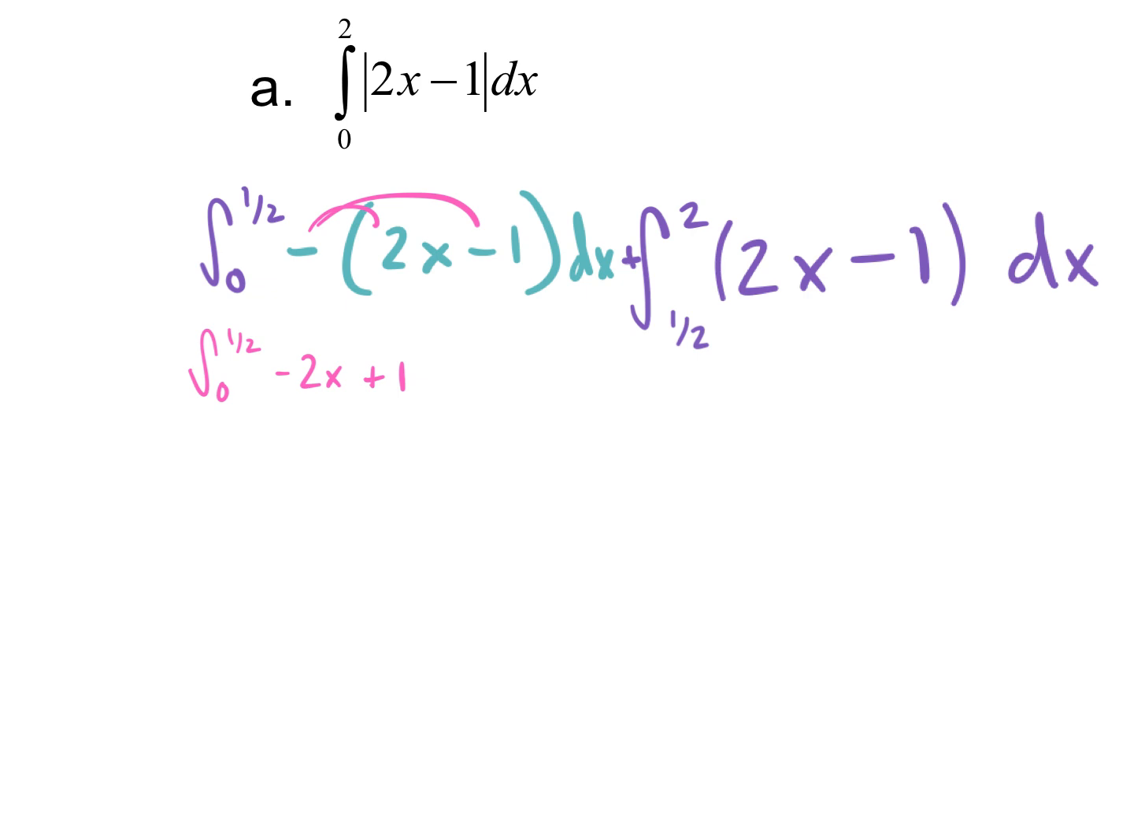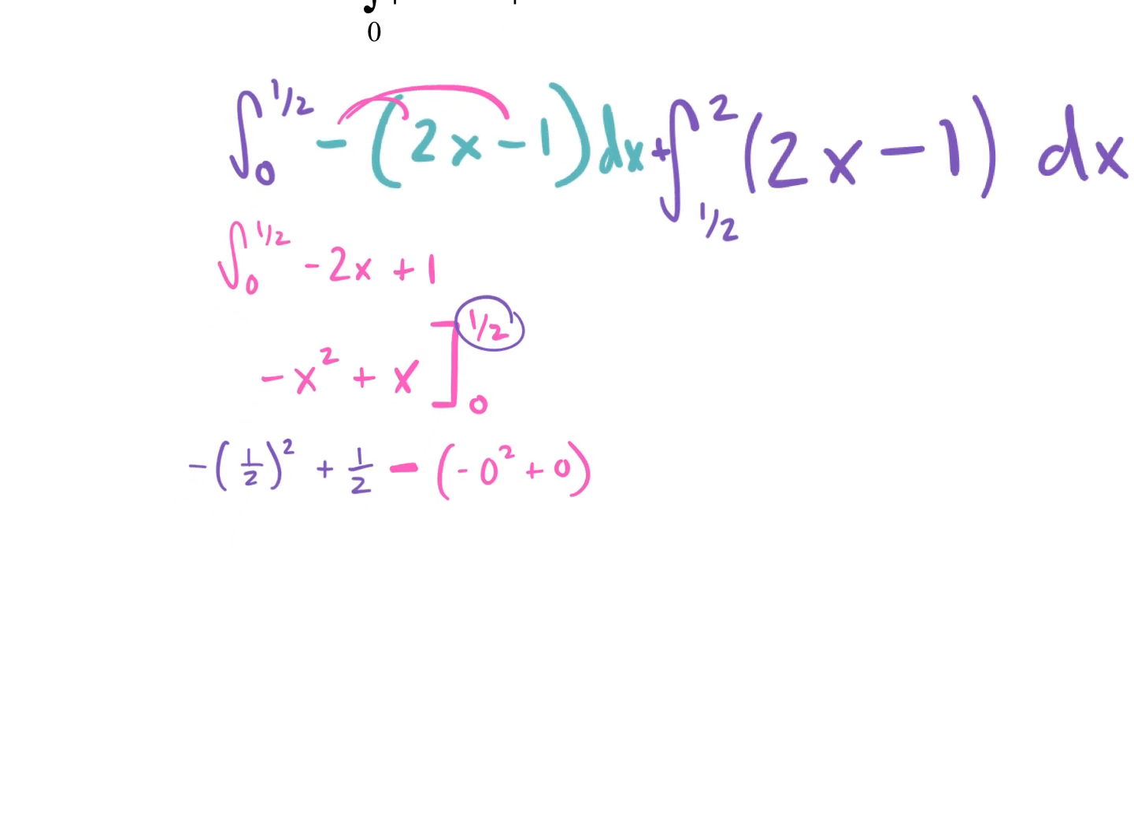Negative 2x squared over 2, which would just be negative x squared. And then plus, what's the antiderivative of 1? X. And then we're finding this from 0 to 1/2. What would I have to plug in first? Plug in 1/2 first. So negative 1/2 squared plus 1/2, minus, then we would plug in 0. So negative 0 squared plus 0.